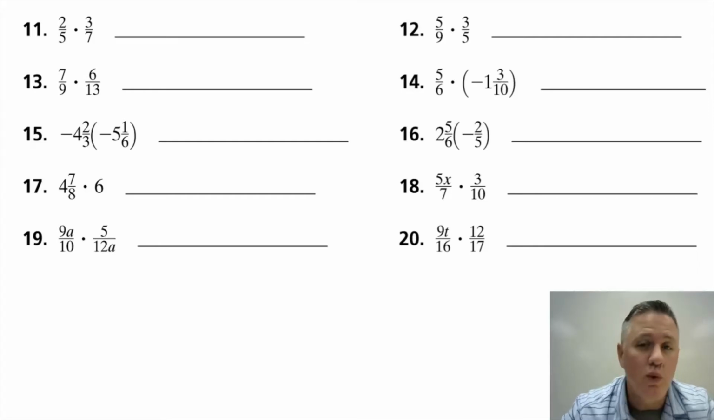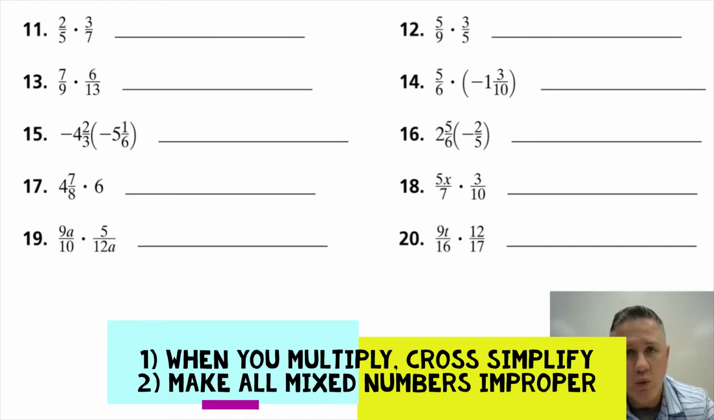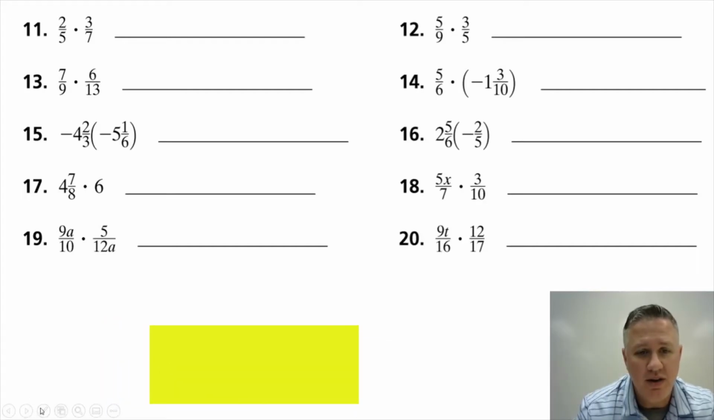Hey everybody, we were looking at multiplying fractions last class, and two things you need to remember. One, you can cross simplify, and number two, you must make all mixed numbers improper before you start. So let's get started and see how we did on the homework.